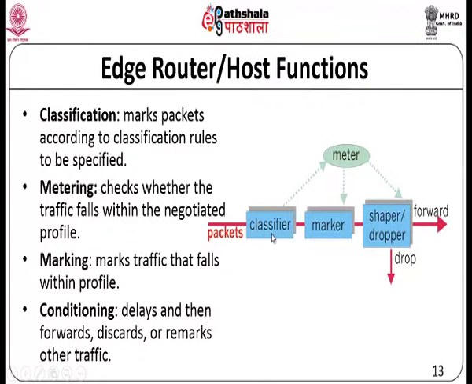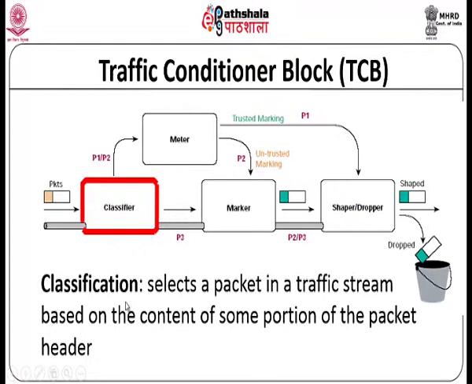So you classify, mark the packets, meter it, and check whether it falls within the negotiated profile. Those which fall within the profile are marked, and then you can condition it. You can either delay and then forward, or discard, or remark other traffic. So all these kinds of things are possible. This is basically what you will have. This is what is called a traffic conditioner block that will exist at an edge router.